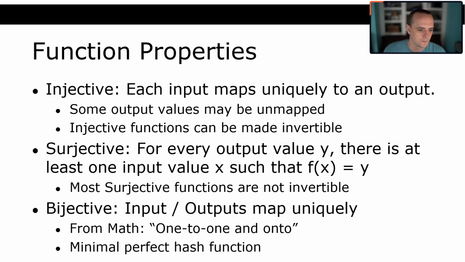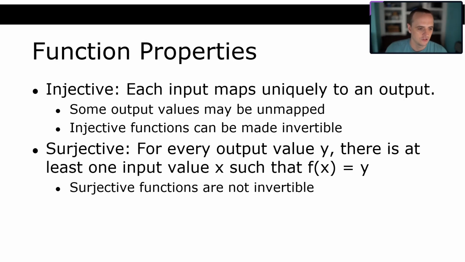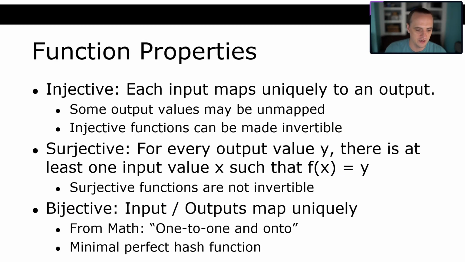Okie doke. So, bijective means that the inputs and outputs map uniquely. So the inputs and outputs map uniquely one-to-one. Sorry, I'm going crazy here with the controls. So from math, someone in the chat just said this. In math, 1002 or CS 1002, that is one-to-one and onto. And this is also called a minimal perfect hash function.